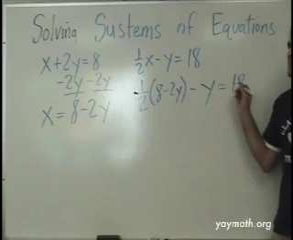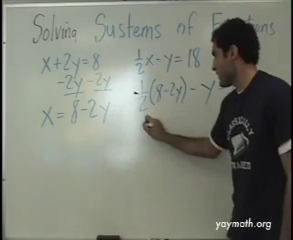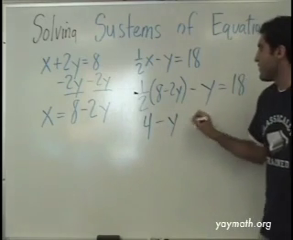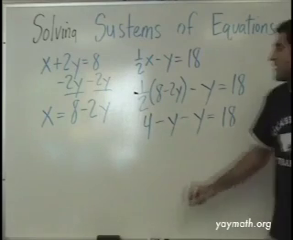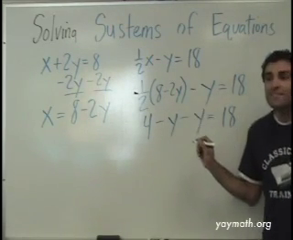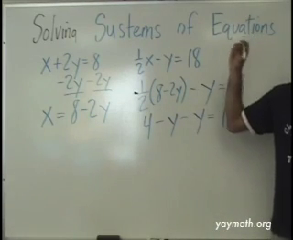Good. And now we distribute and we solve it. So this is 1/2 times 8 is 4, minus y, minus y equals 18. Combine like terms to make negative 2y. Sharp as a blade.